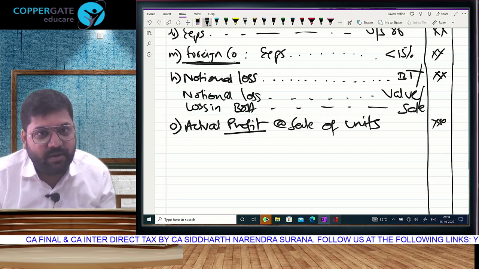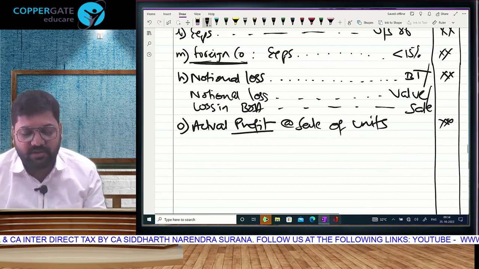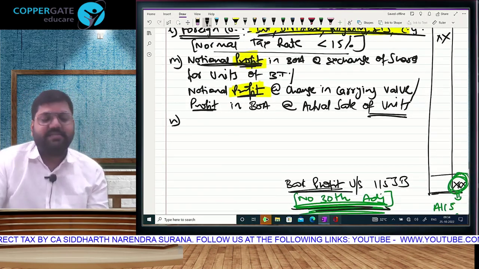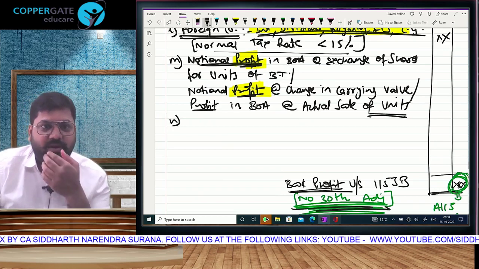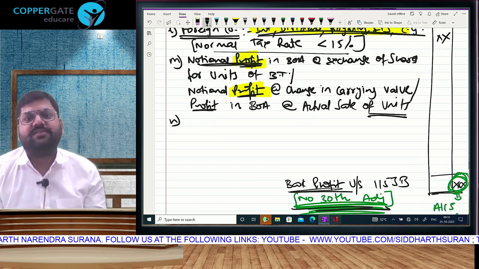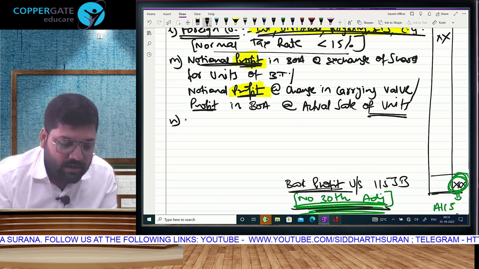Understood add side ka last point? And I will get convinced that you have understood only if you are able to tell me the last point on the less side. Kyunki less side ka bhi last point is remaining. If you are able to tell me this, then I will really get convinced that all four adjustments about business trust are over. Yes, please.